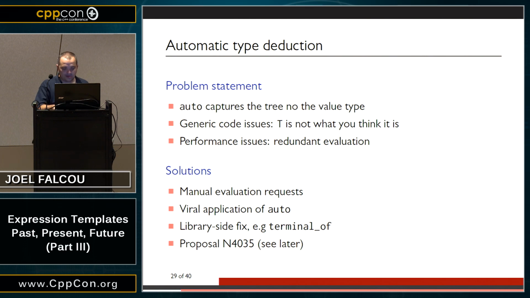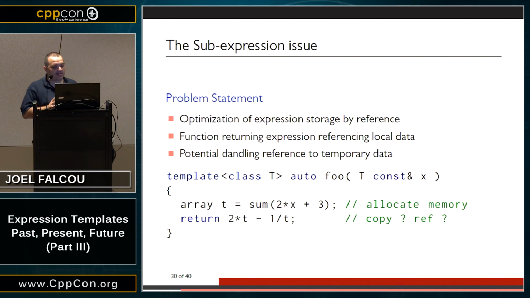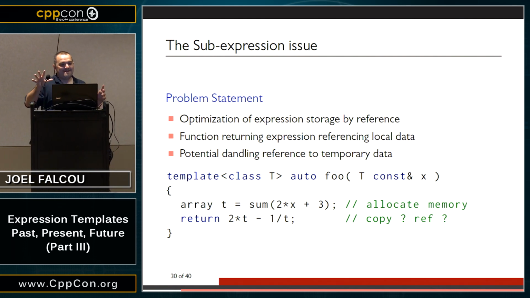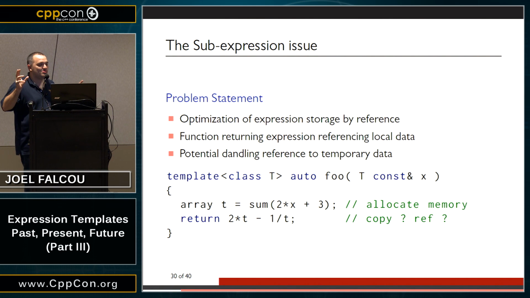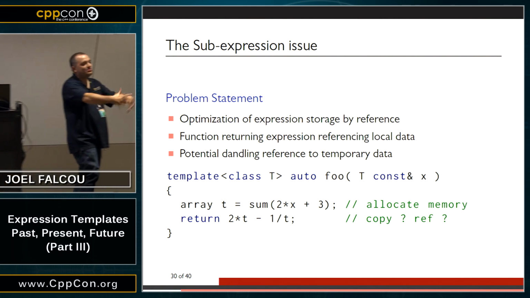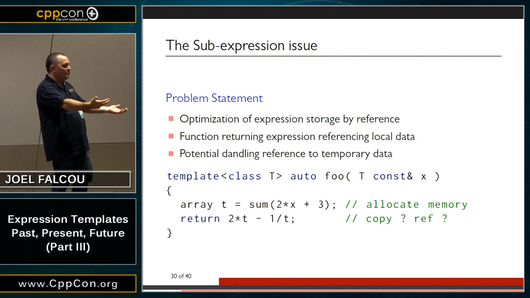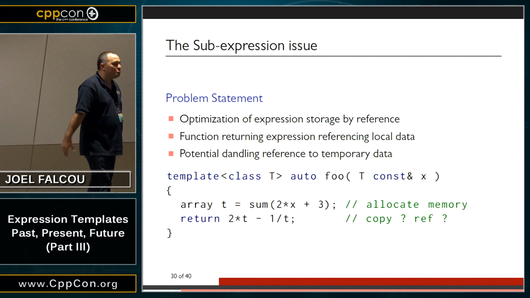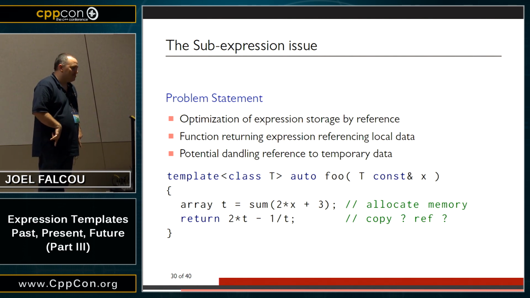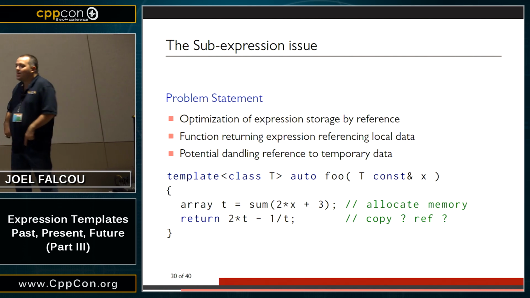Okay. Another issue is what I call the sub-expression issue. I spent quite a lot of time on this trying to fix it properly. We'll speak more about that later. But one trivial thing is, usually as soon as your terminal is bigger than a simple value, that is, an array or something that allocates memory, you want to store your sub-expression by reference, because you don't want to copy your terminals.